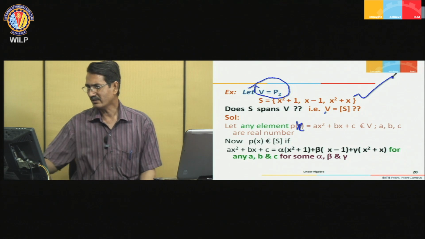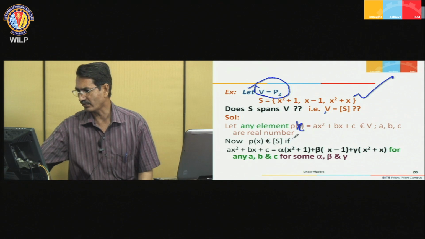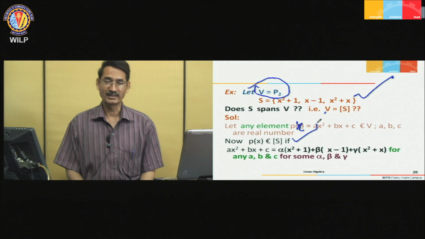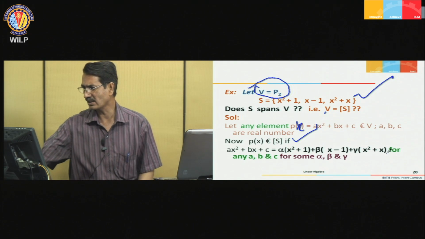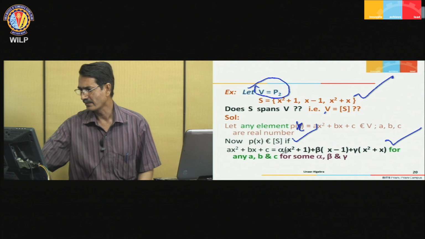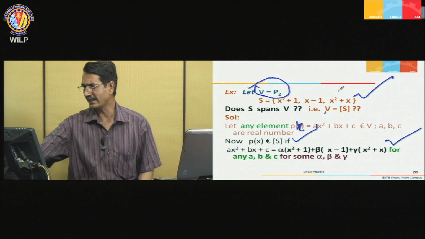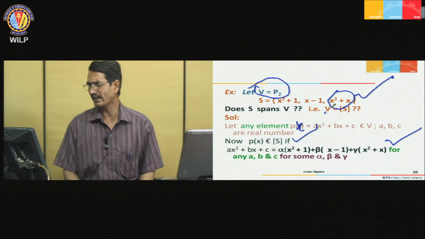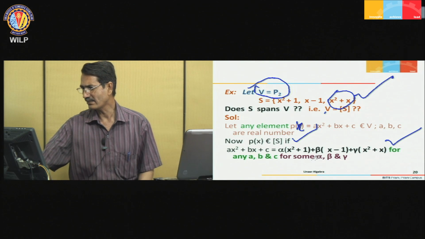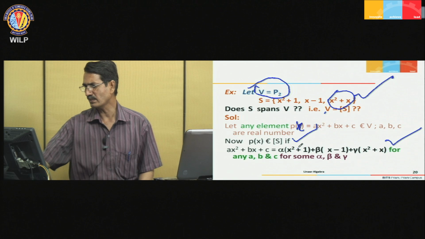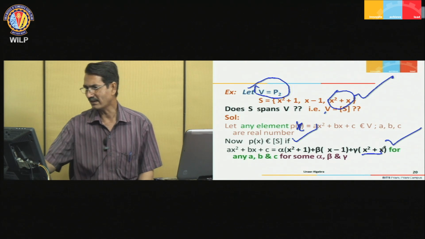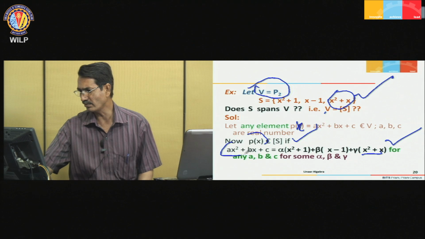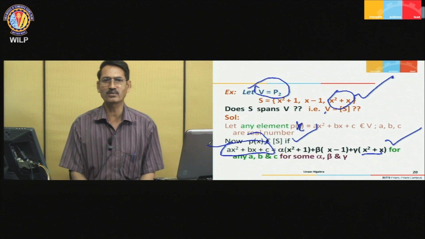So, see I am saying that suppose P(x) belongs to the span of S, then P(x) must be expressed as the linear combination of the elements of S. This is the linear combination: alpha into (x square plus 1), (x minus 1) and (x square plus x), they are the elements of S. So, see here that I am saying alpha into (x square plus 1) plus beta into (x minus 1) plus gamma into (x square plus x). And what is this one? P(x). P(x) is any polynomial of degree 2.